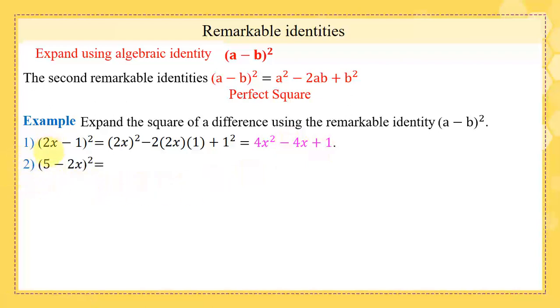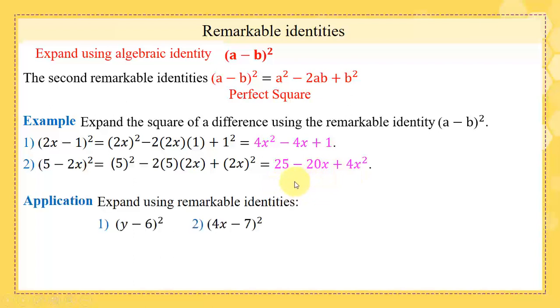5 minus 2x squared. Here we have a square of difference also, where 5 is equivalent to a and 2x is equivalent to b. So we apply the second remarkable identity and we get a squared minus 2ab plus b squared, which is here 5 squared minus 2 times 5 times 2x plus 2x squared. The answer is 25 minus 20x plus 4x squared.